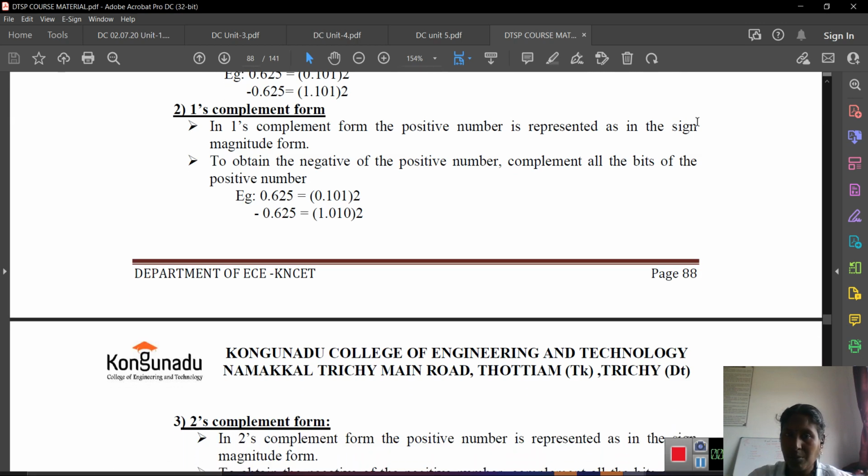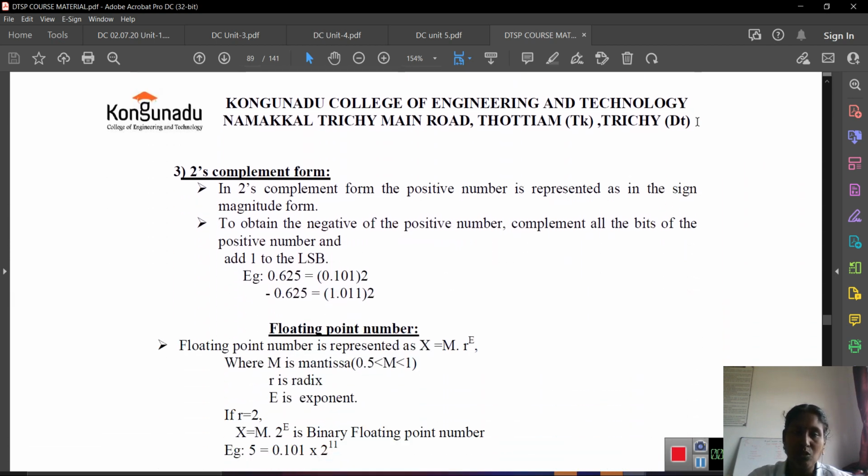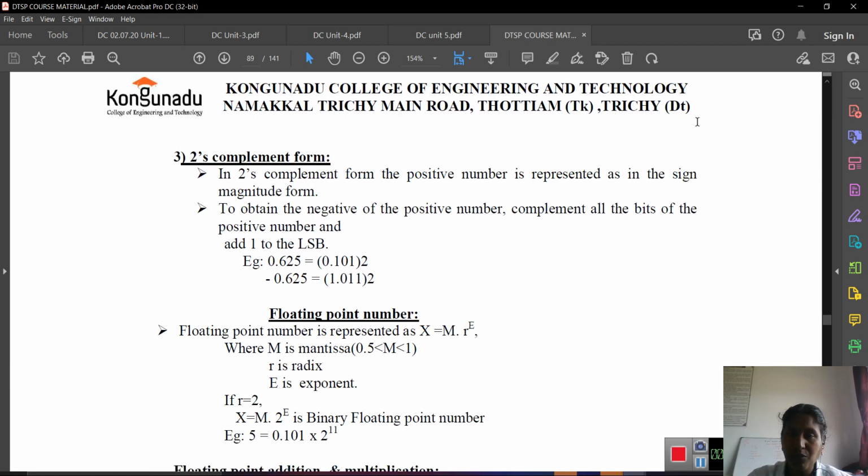In 1's complement form, the positive number is represented as in the sign magnitude form. To obtain the negative of the positive number, complement all the bits of the positive number. So 0.625 is 0.101 likewise, and minus 0.625 is 1.010. Then in 2's complement form, the positive number is represented as in sign magnitude. To obtain the negative, complement all the bits of the positive number and add 1 to the LSB. So for 0.625, which is 0.101, the minus is 1.011.